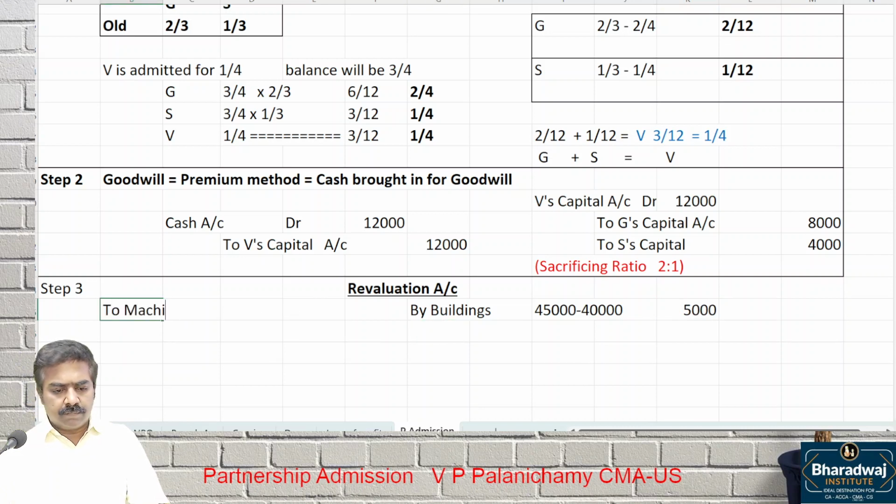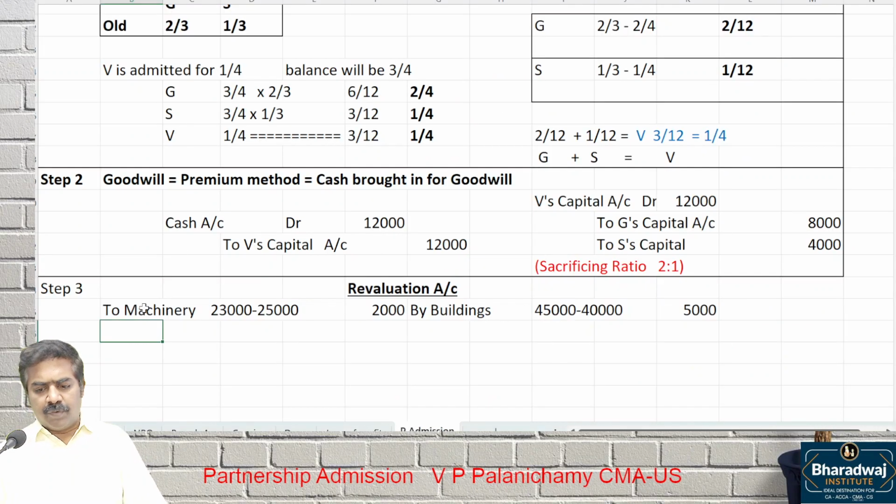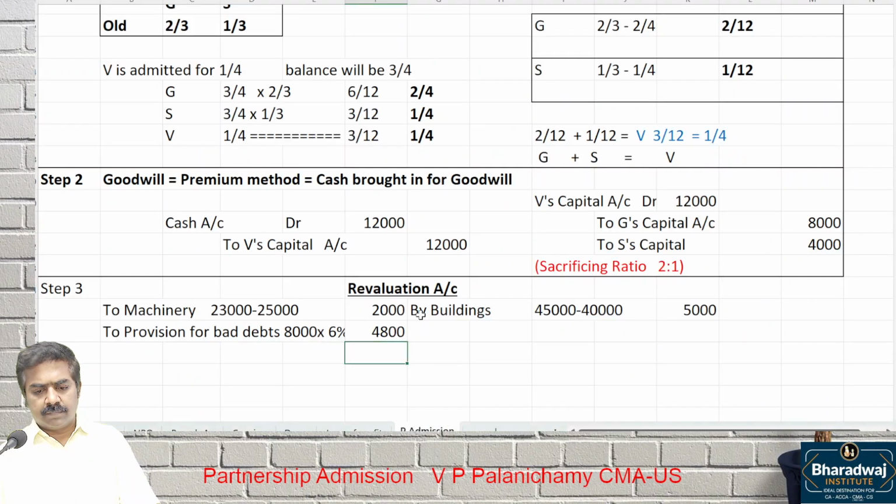Then machinery. What is the new value? What is the old value? So the loss is 2,000. Then provision for bad debts. What percentage are we given? 6%. Debtors balance into 6%. 8,000 into 6%. How much? Any other thing? 480.